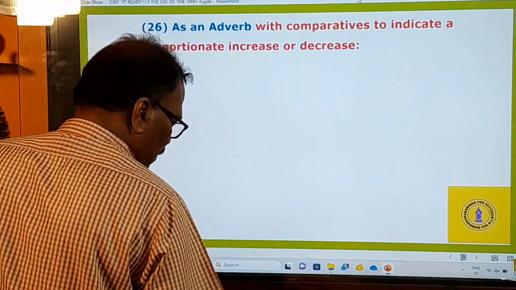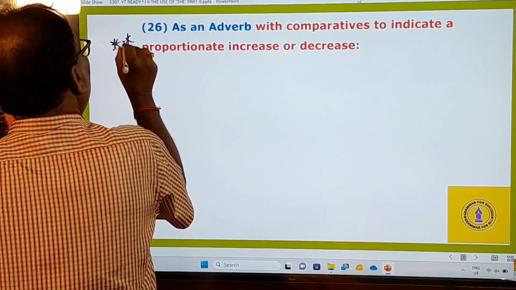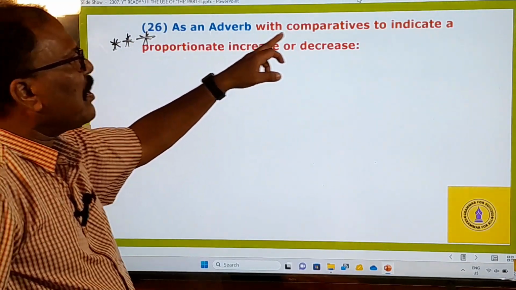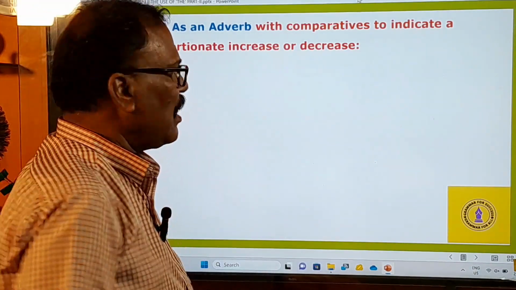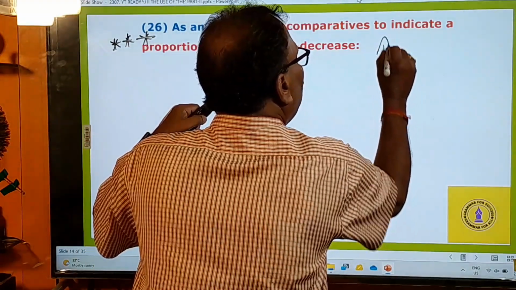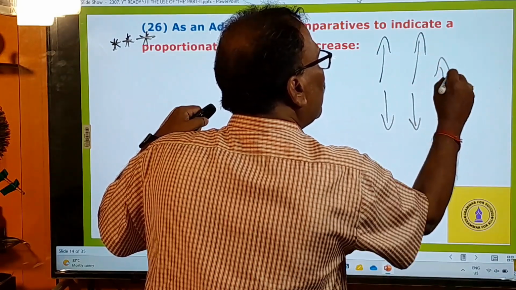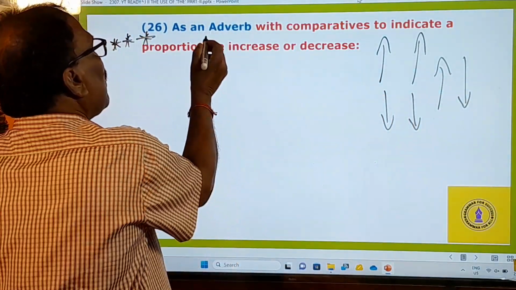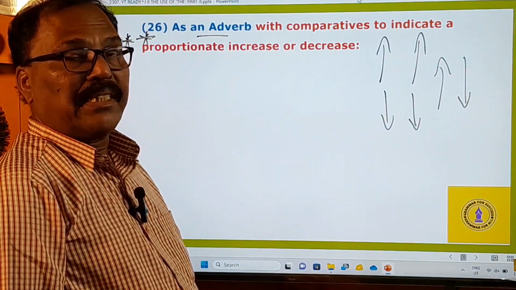This is again a very important rule from your competitive examinations point of view. Triple star mark: the as an adverb with comparatives to indicate a proportionate increase or decrease. Dear test takers, to indicate a proportionate increase or a proportionate decrease, we use this the as an adverb.